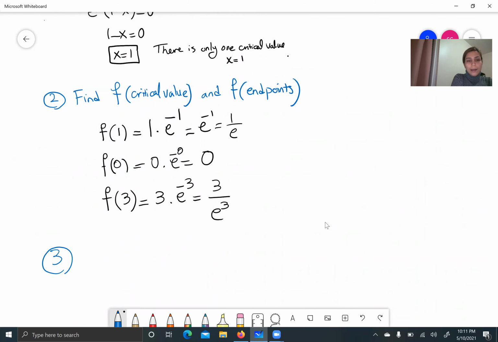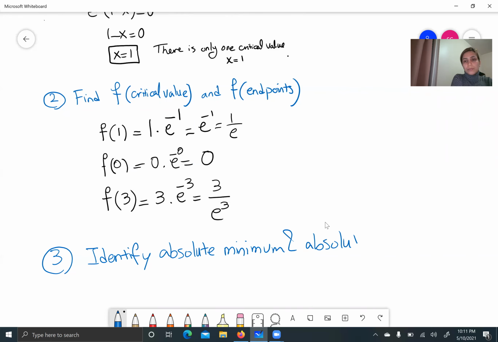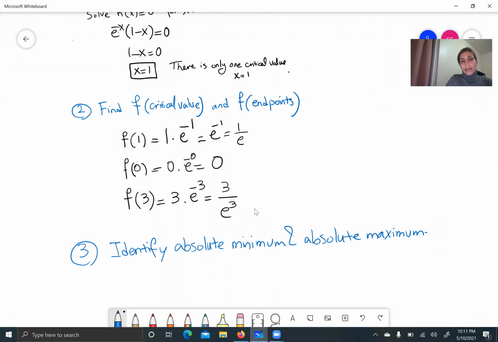Identify the absolute minimum and absolute maximum. This is the last step. Okay, so I have 3 values here.